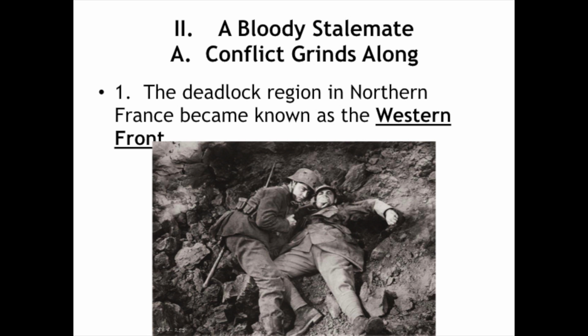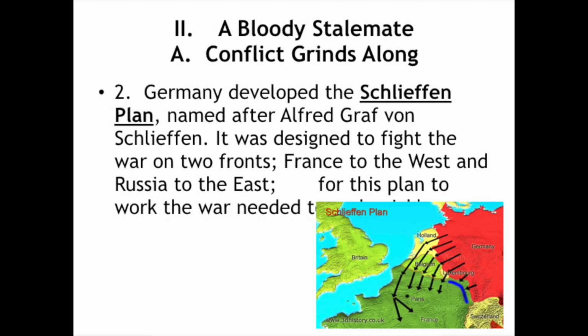This particularly reared its head in northern France, which would eventually become known as the Western Front. What caused this stalemate was something called the Schlieffen Plan, which was actually developed by the Germans in order to end the war as fast as possible. It was developed by a man named Alfred Graf von Schlieffen. It was meant to prevent a fight on two fronts.